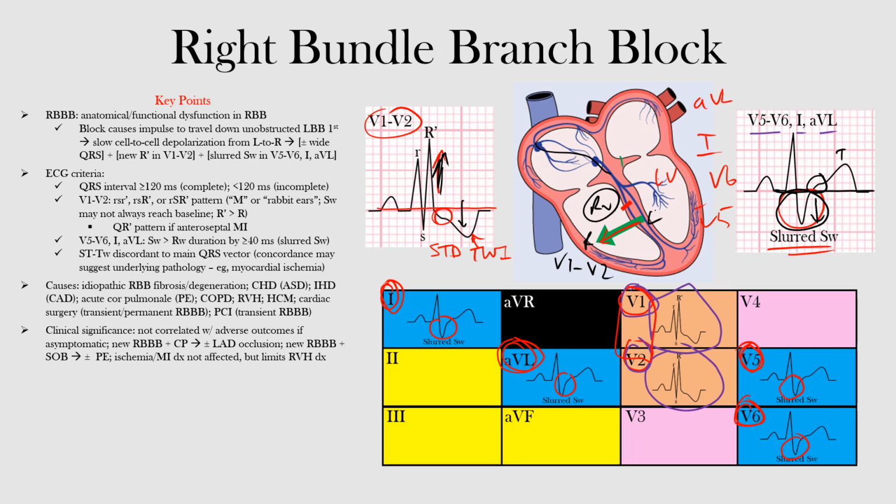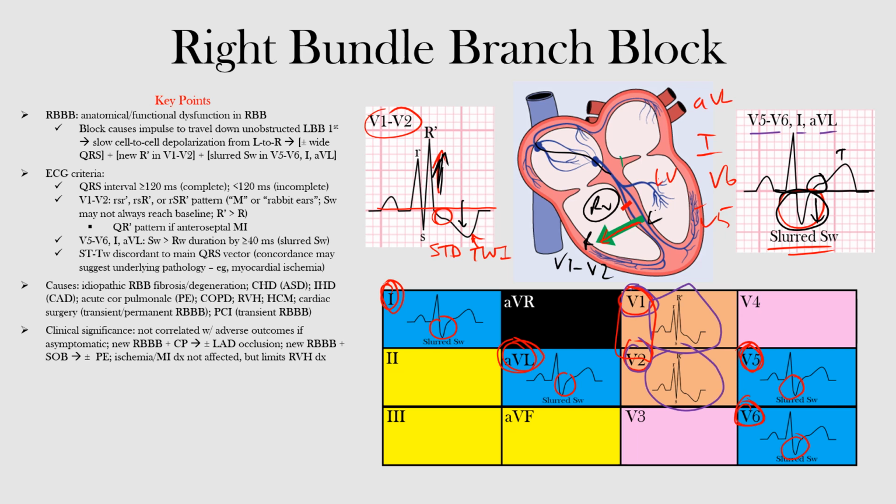Now, luckily, right bundle branch block has been shown to not be correlated with any adverse outcomes in asymptomatic patients. However, if there's new onset right bundle branch block in the setting of chest pain, it may suggest left anterior descending artery occlusion or LAD occlusion. And if there's new onset right bundle branch block and your patient has acute shortness of breath, you should be thinking of possible pulmonary embolism. And lastly, right bundle branch block does not affect the diagnosis of ischemia or infarction, but it does limit the diagnosis of right ventricular hypertrophy. Okay, and we'll see with left bundle branch block, this does actually affect the diagnosis of myocardial ischemia or infarction.